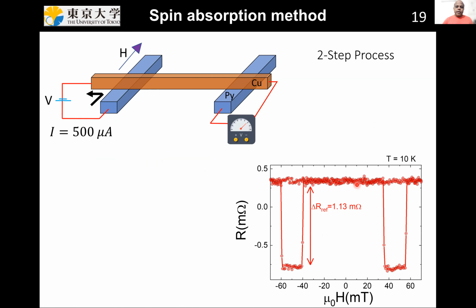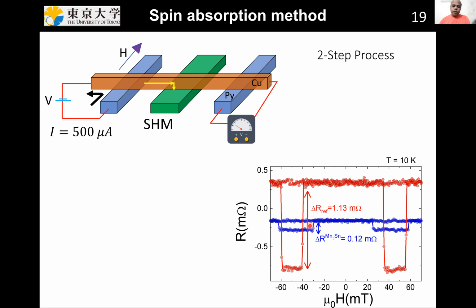So now I will explain how you can use non-local spin Hall devices to study the spin Hall effect and the Rashba-Edelstein effect. So as I said, if you have a non-local spin Hall device and you measure the spin signal, it will look something like this over here. And now if you put a spin Hall material or Rashba-Edelstein material in the middle, and you measure the spin signal again, then you will see that the spin signal is reduced. And this is because some of the spin current is absorbed by the spin Hall material.